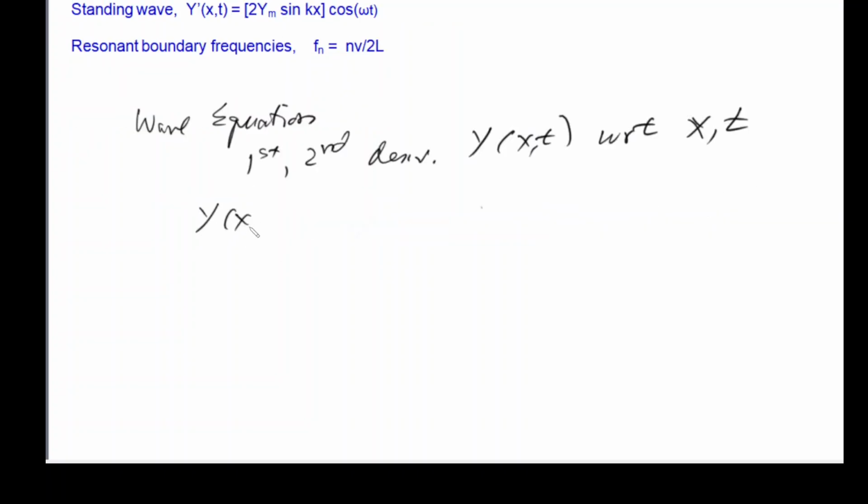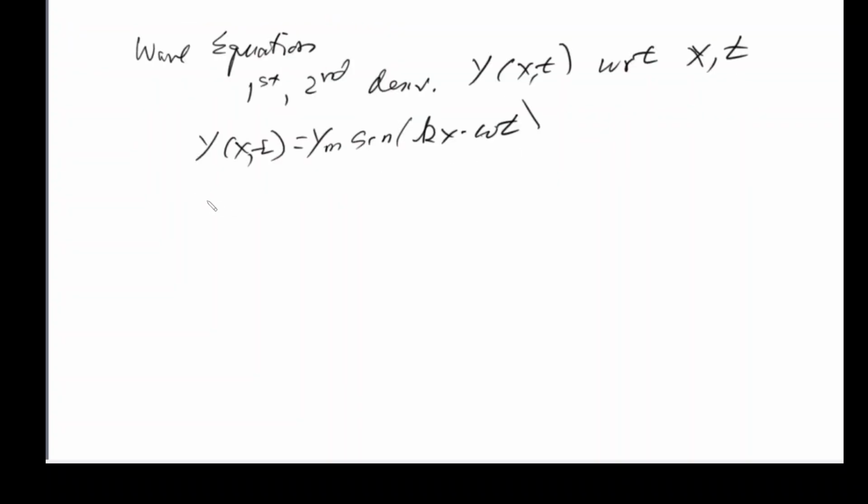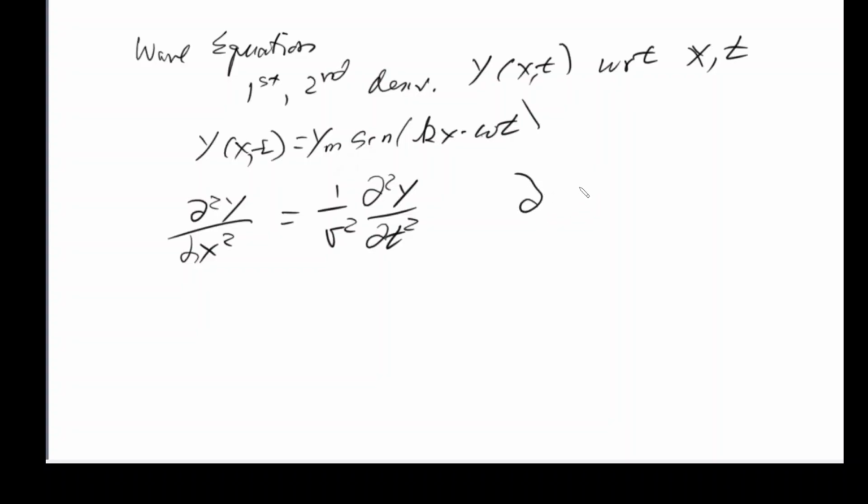So if y of x and t is equal to ym times the sine of kx minus omega t, and we take our first and second derivatives, when we get to the second derivative, the partial squared y over partial x squared is equal to 1 over v squared times partial squared y over partial t squared. And in this case, we use the partial derivative because we're differentiating by both x and t.